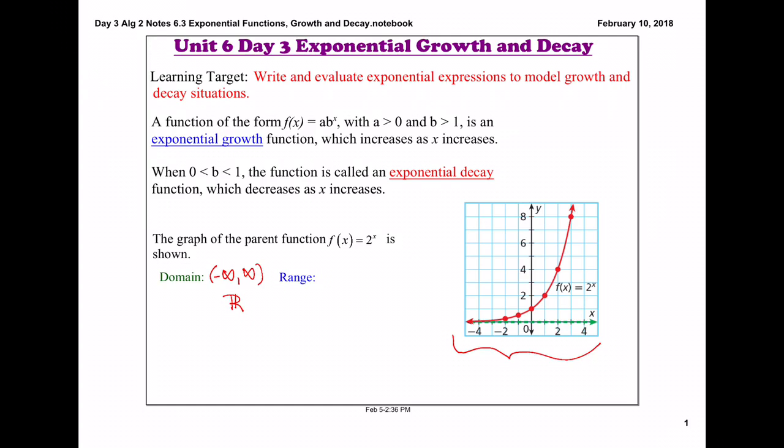When we look at our range, we want to look at our y values. What is our littlest y value? What is our largest y value? We can see that our graph approaches the x-axis, and it goes up to positive infinity. So our range is from 0 to infinity.